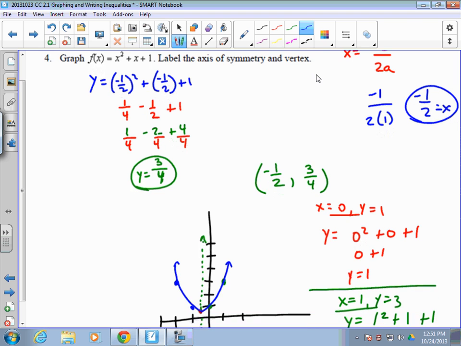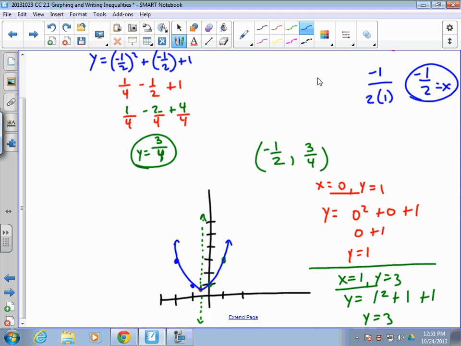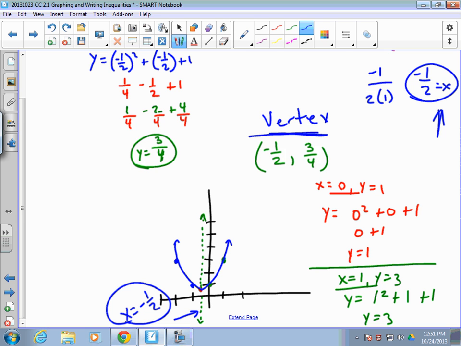It says label the axis of symmetry and the vertex. Well, the axis of symmetry is this line here. X is negative 1/2. It's the same value we found for x originally. X is negative 1/2. And the vertex itself is what we found when we found our y value, negative 1/2, 3/4.